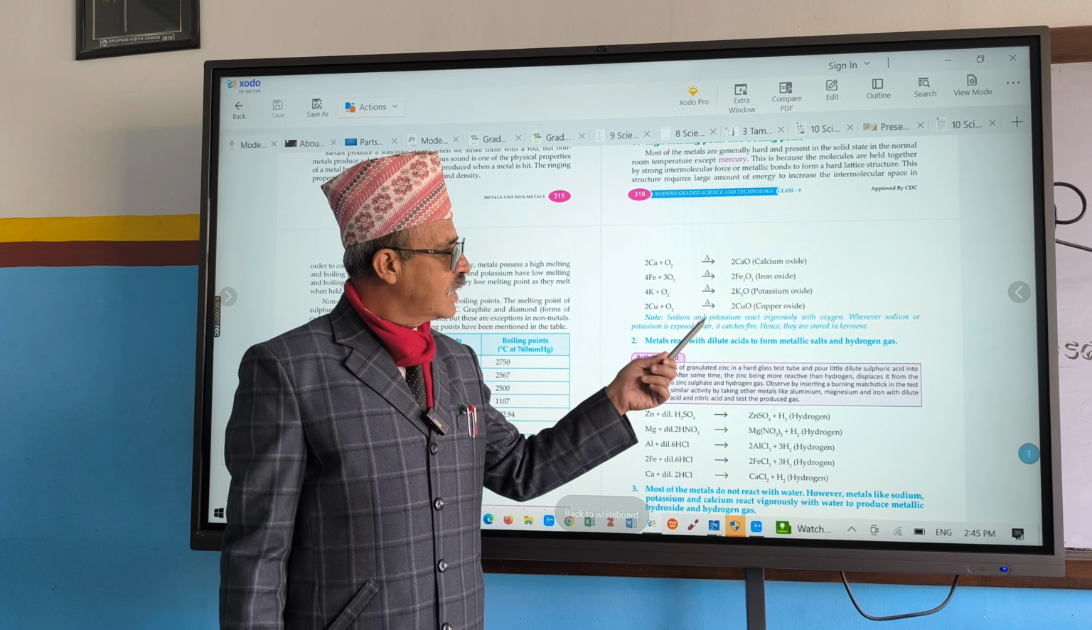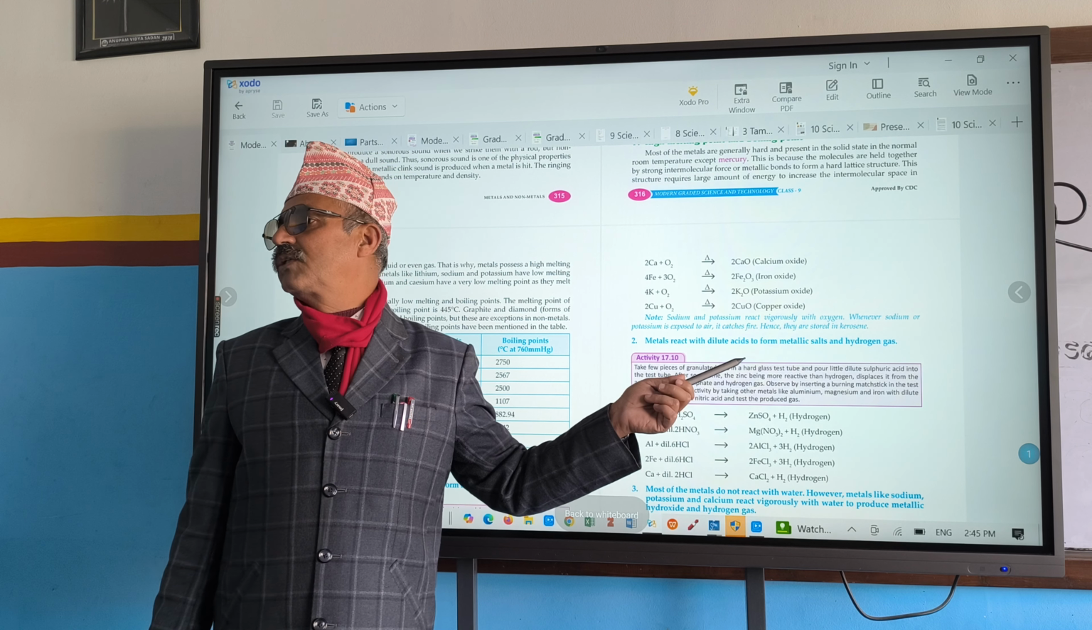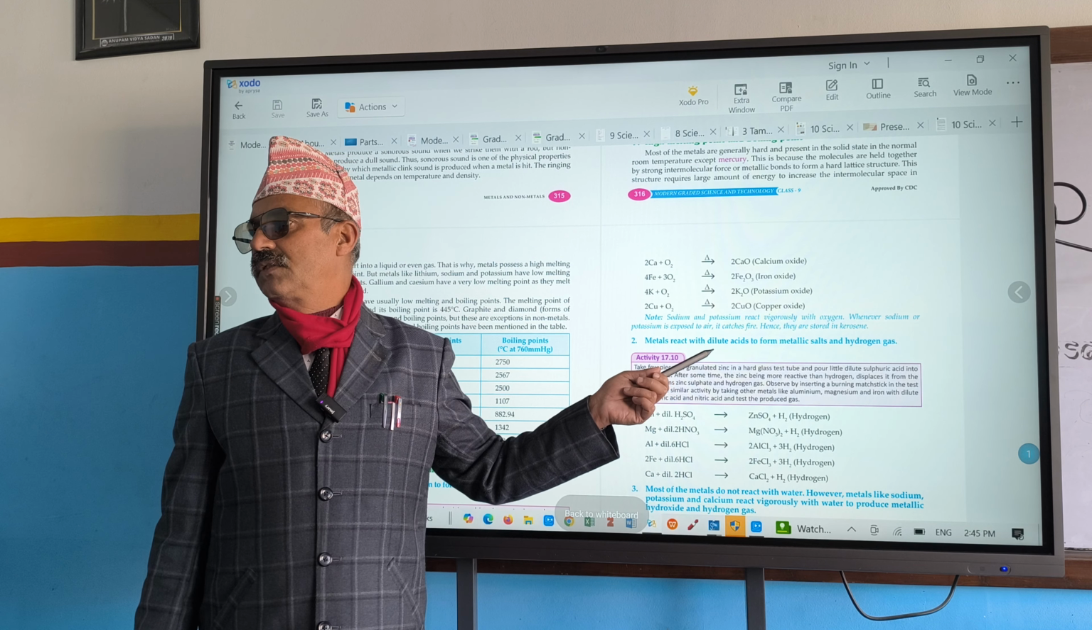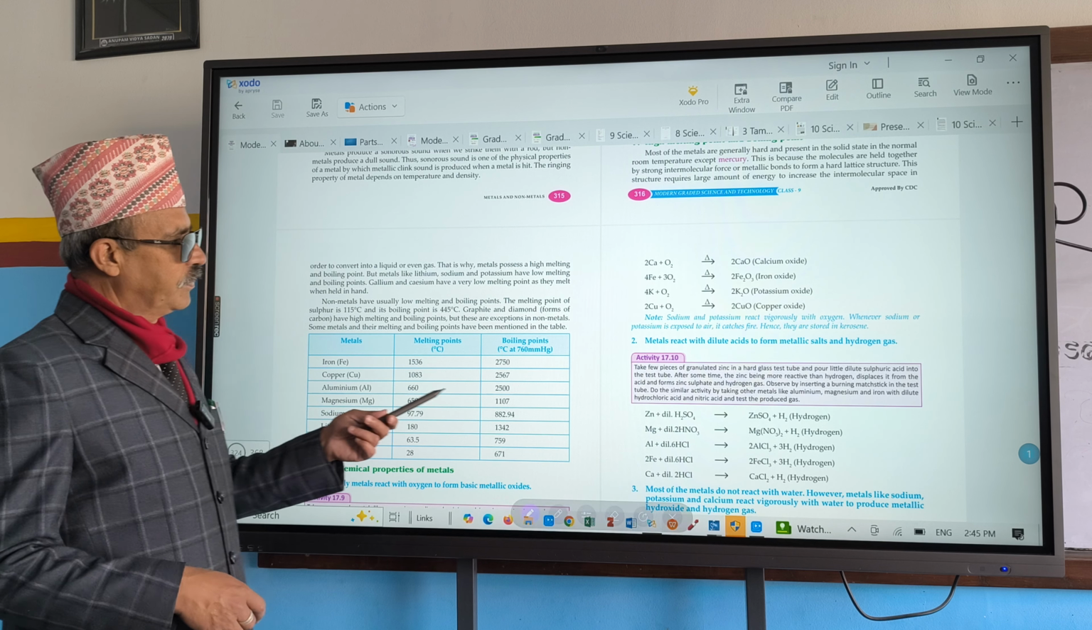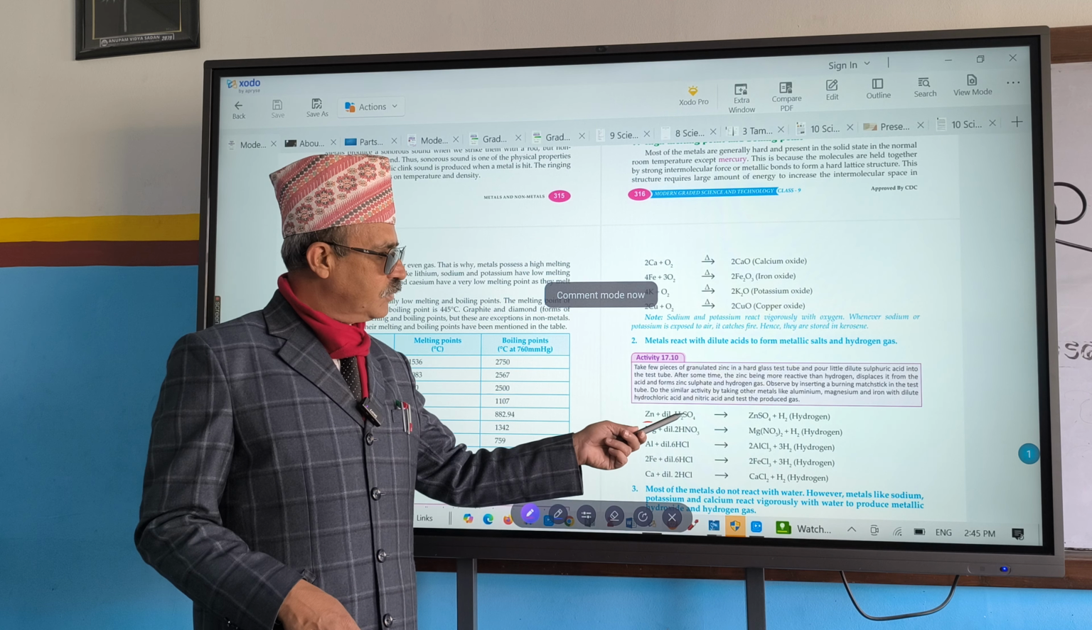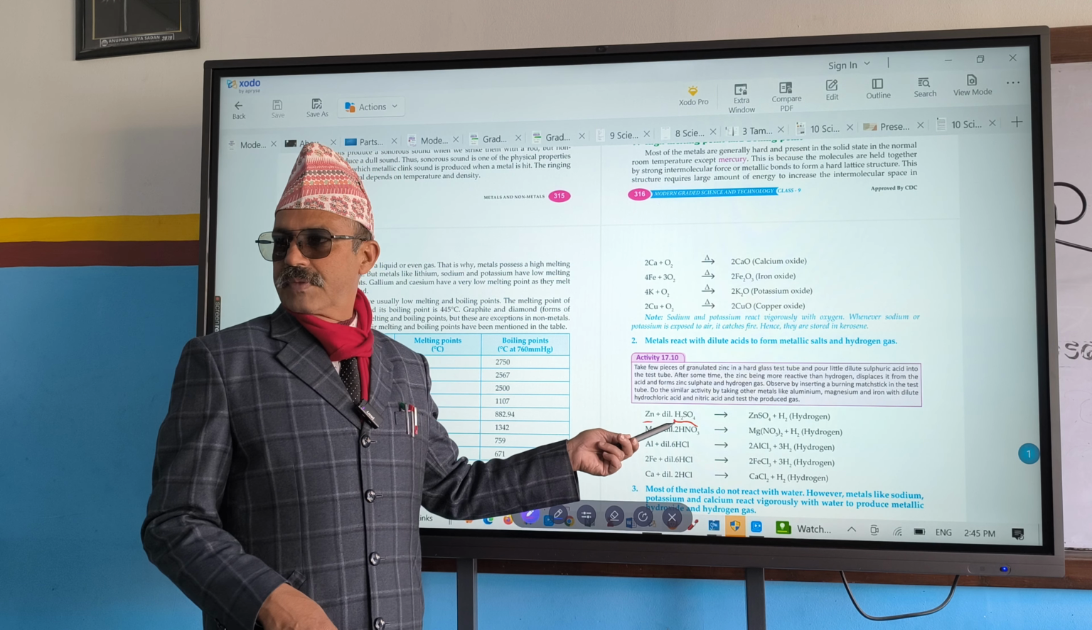Metals react with dilute acid. Dilute acid means not pure acid. Some water is added to it, and they form metallic salt and hydrogen. So this is the lab preparation of hydrogen also. Zinc reacts with sulfuric acid. What does it form? Zinc sulfate plus hydrogen.